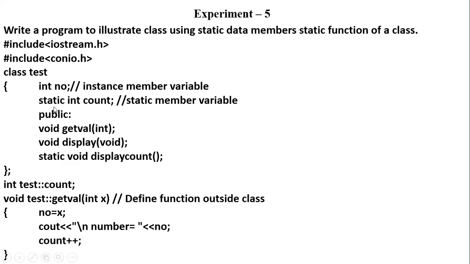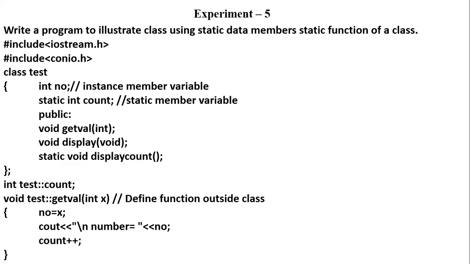The remaining things are more or less the same. In the public section we are assigning two public functions, getval and display. The next one is the static function, display count. The static function and the normal functions have one difference: in a normal function you can use the simple instance variable as well as the static members.